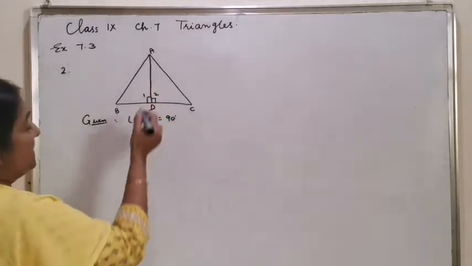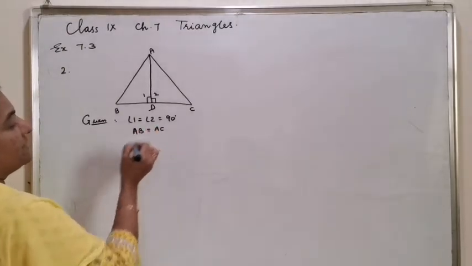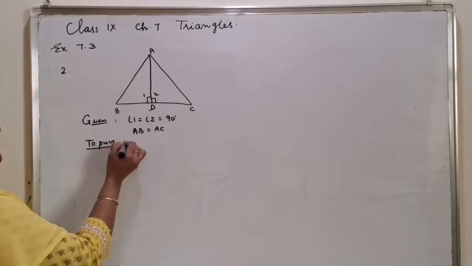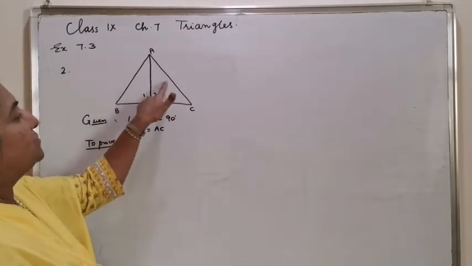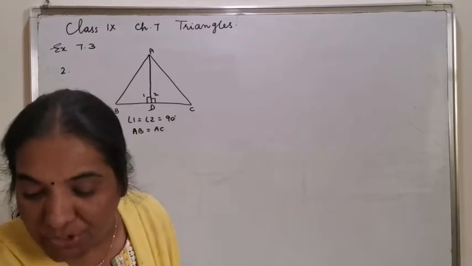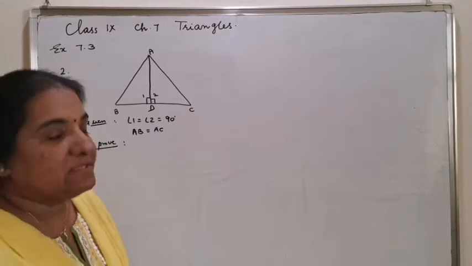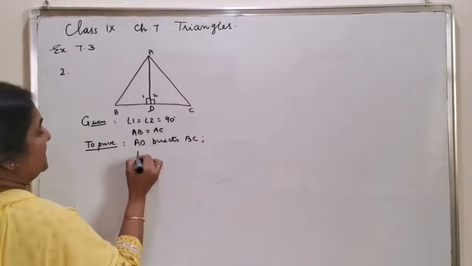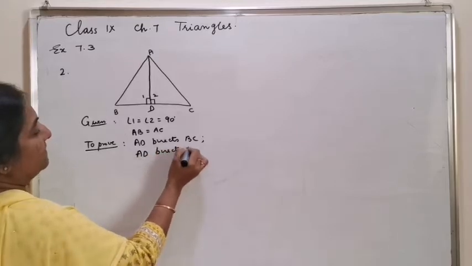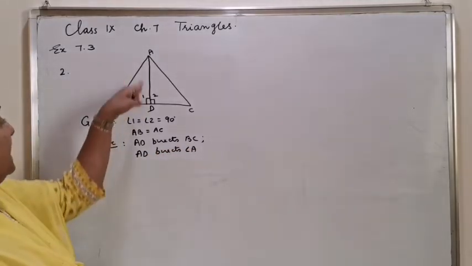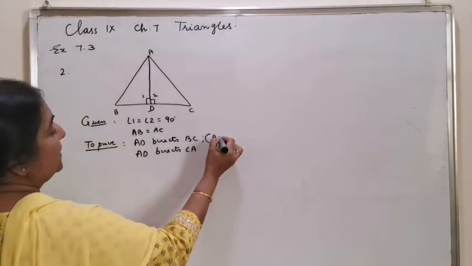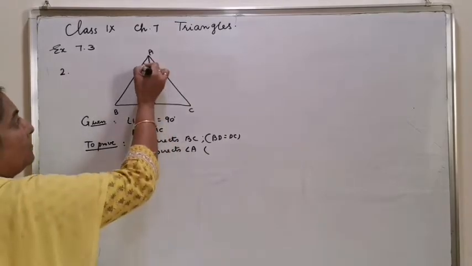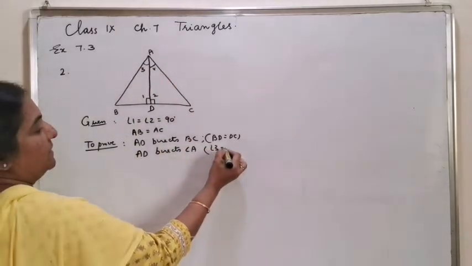It's an isosceles triangle with AB equal to AC. So both the conditions to prove will follow by CPCT if you prove the two triangles are congruent. What is to prove is that AD bisects BC and AD bisects angle A. If you want to prove that AD bisects BC, that means you have to prove BD and DC are equal. If you have to prove AD bisects angle A, you have to prove 3 and 4 are equal.